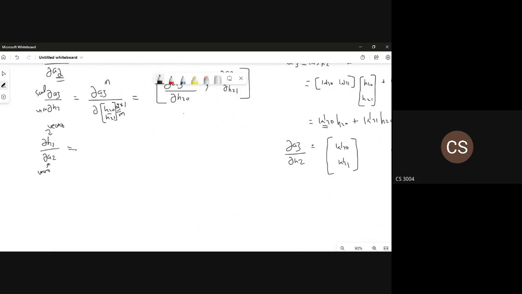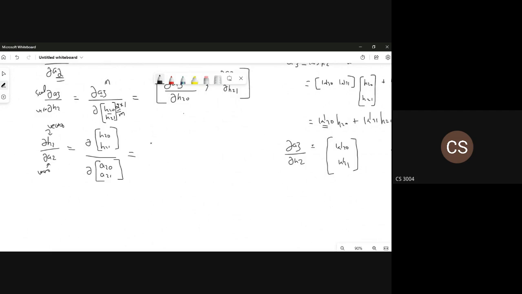So if you just expand this, how many elements are there in H2? There are two elements, right? H20, H21. Similarly, how many elements are there in A2? Two. Now we have to compute the partial derivative of H20 with respect to A20 and A21, and H21 with respect to A20 and A21. Once again, the problem arises: how do I place things?